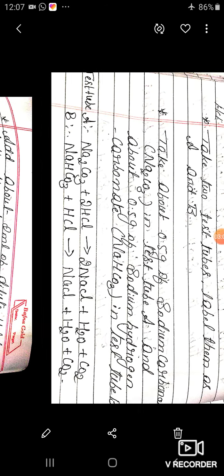Add about 2 ml of dilute HCl or hydrochloric acid to both the test tubes. What have you observed when dilute hydrochloric acid is added to the sodium carbonate and sodium bicarbonate?